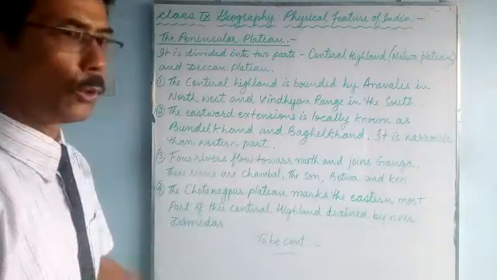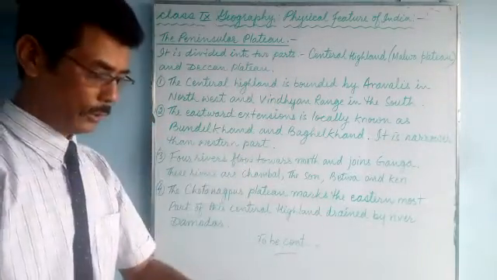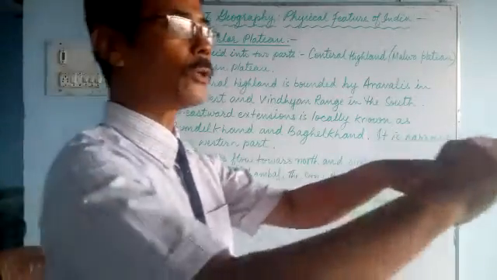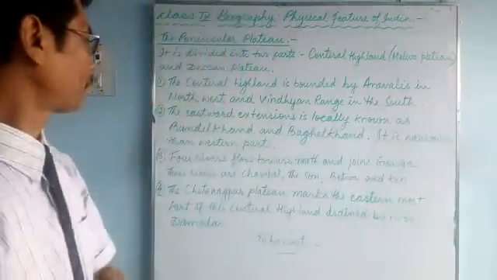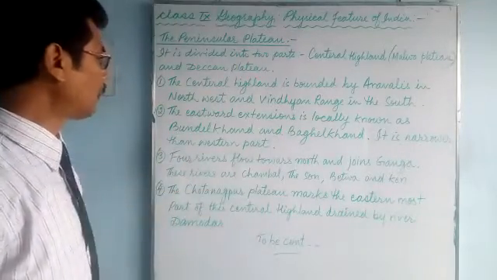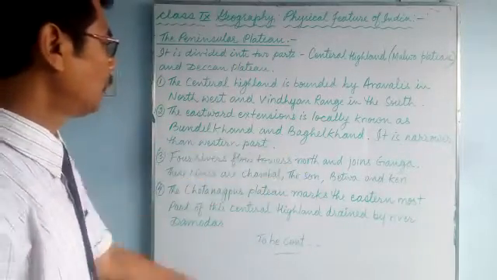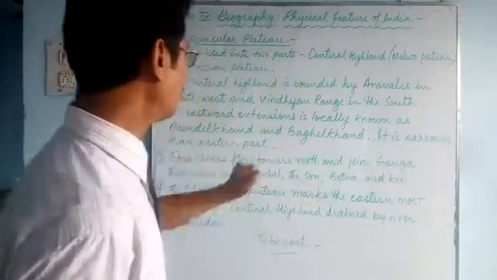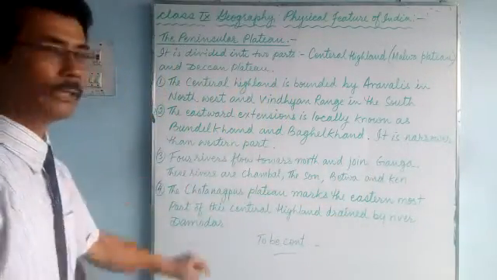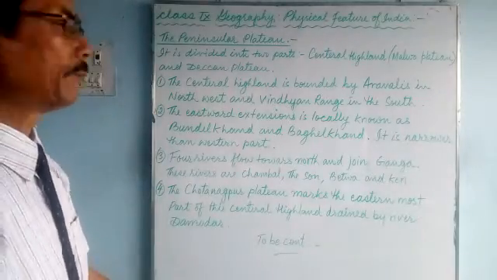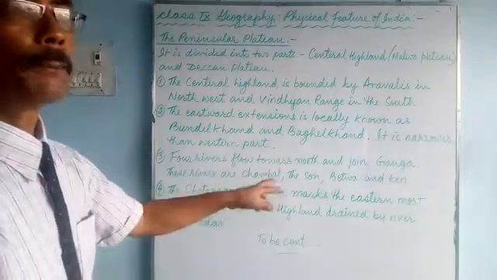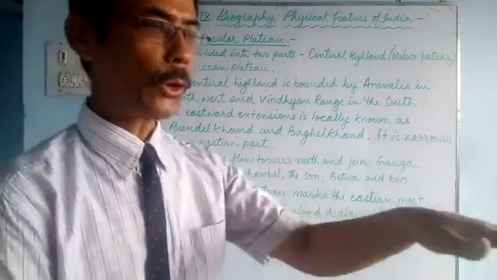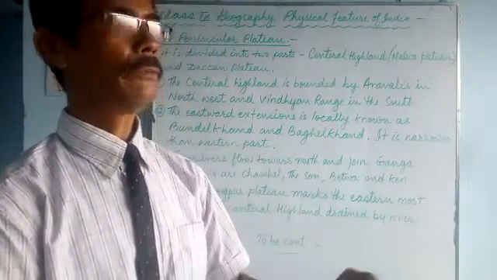Four rivers flow towards the north from this region, the Central Highlands, and join River Ganga. The names of these rivers are Chambal, Son, Betwa and Ken. They flow towards the north and join River Ganga.